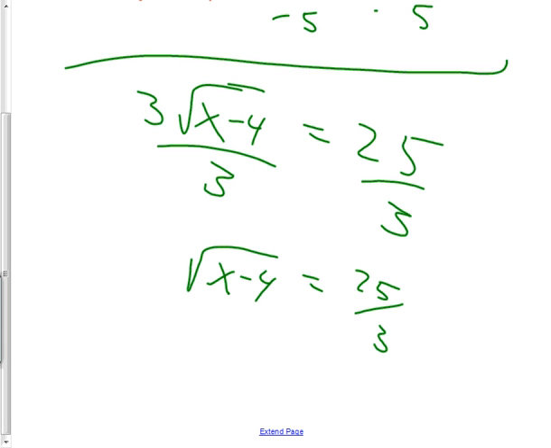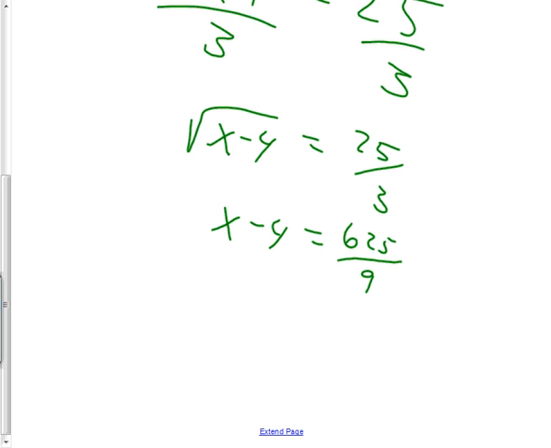I'd leave it as 25/3. Then I'd square both sides. 25 squared, I think it's 625 over 9. Then I'd add 4 to both sides. It's ugly, but it's right. Okay.